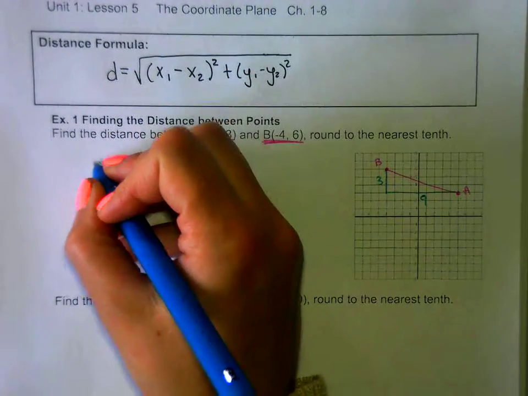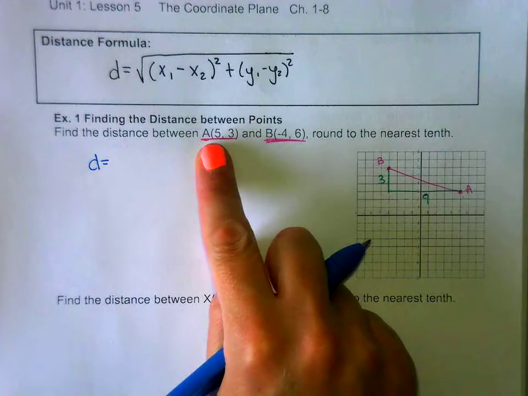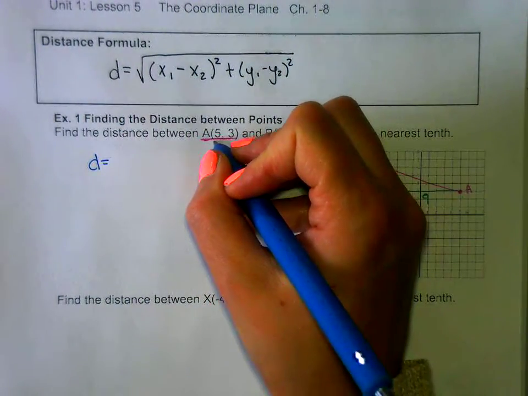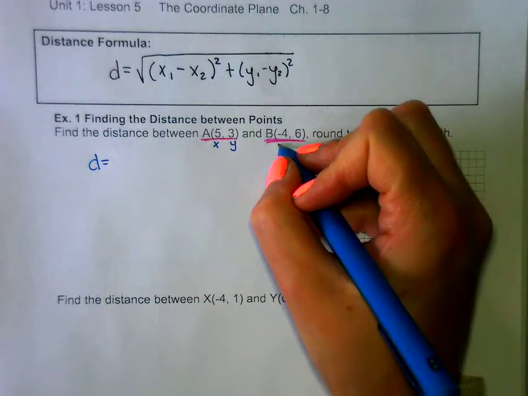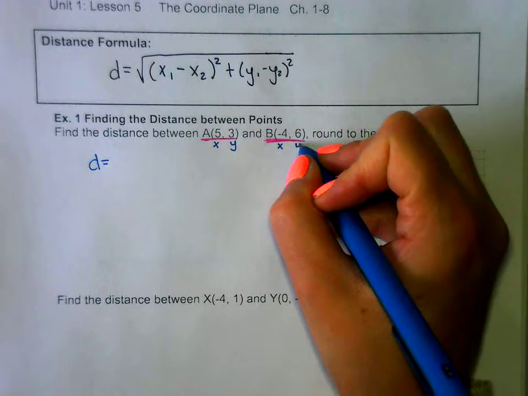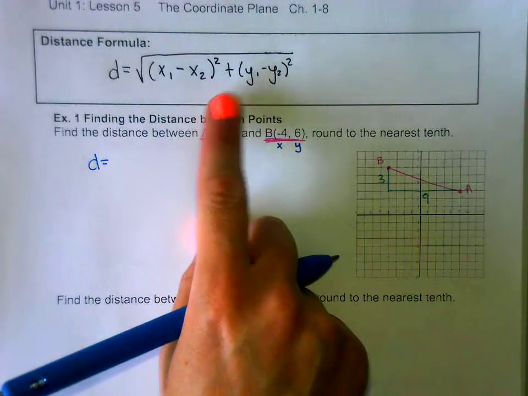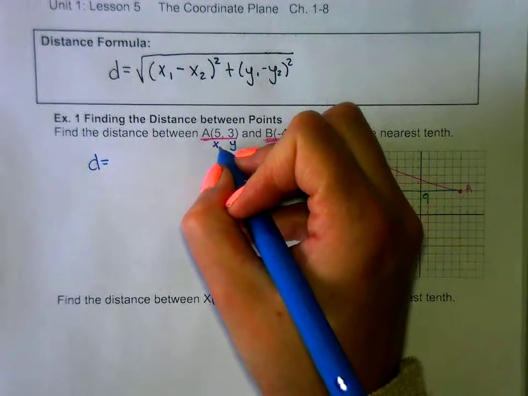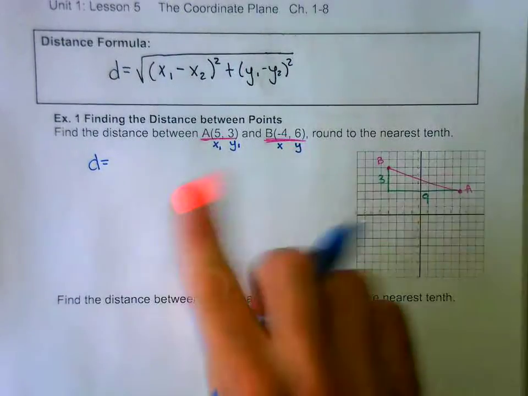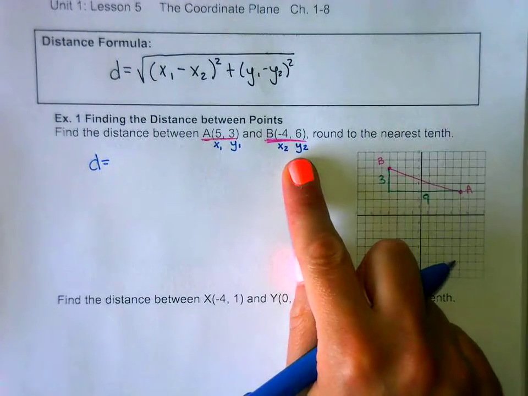So I have the distance equals, and what helps me the most is to label things. So when I'm looking at point A, I know that 5 is my x and 3 is my y. And in B, negative 4 is my x and 6 is my y. But in this case, I need an x1 and an x2, a y1 and a y2. So since this is my first point, I'm just going to say this is x1, y1, so for point 1. And this is x2 and y2 for my point 2.